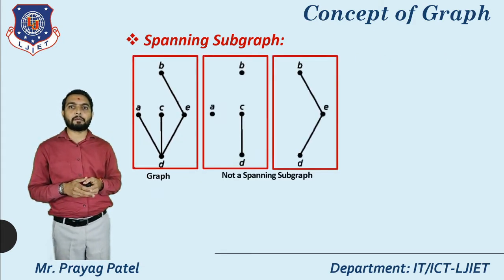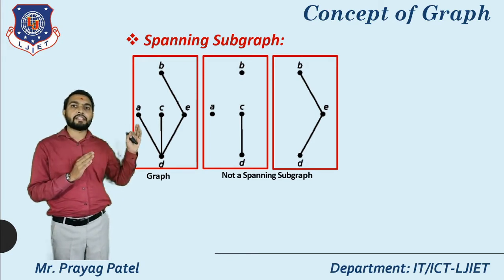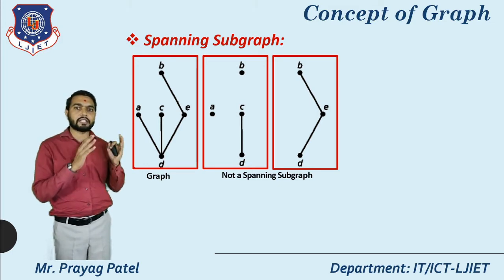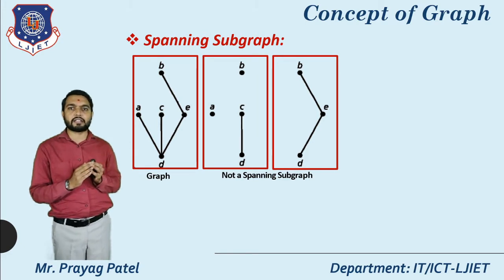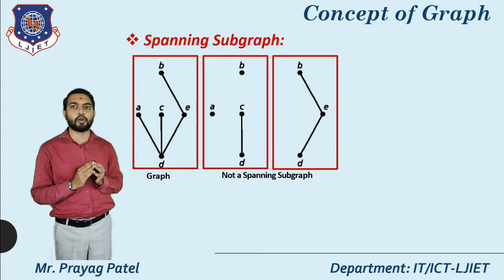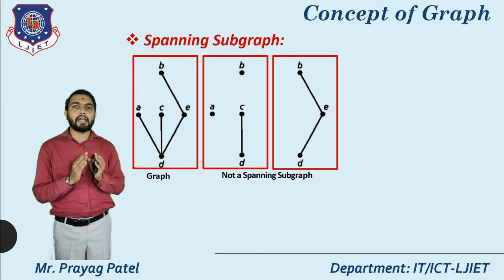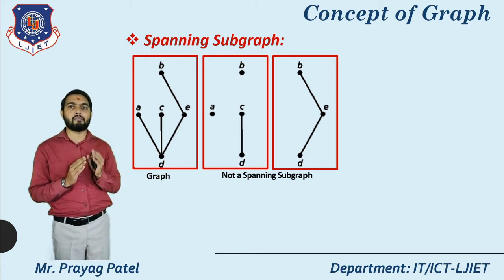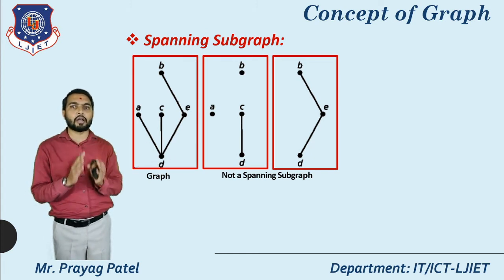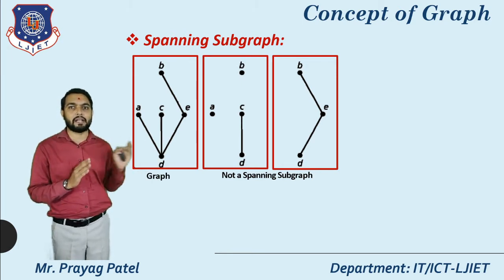Now for a spanning subgraph, when we check the condition, the first thing is whether this graph is a subgraph or not. If this graph is a subgraph, then check the second condition, V1 = V. Now this graph has 5 nodes A, B, C, D, E. In the first subgraph we have only 4 nodes A, B, C, D. So we can say that E is remaining. So this graph is not considered as a spanning subgraph. This graph is considered as a subgraph but not as a spanning subgraph.